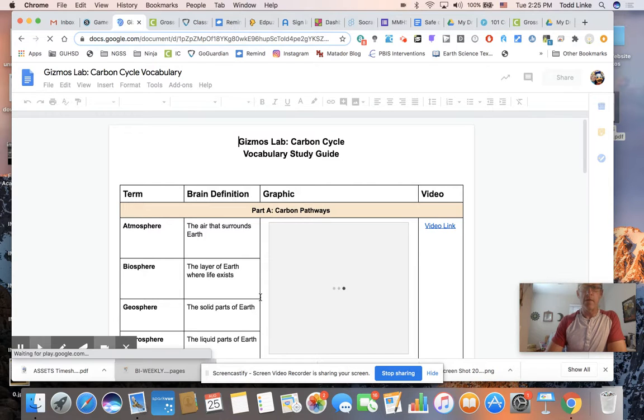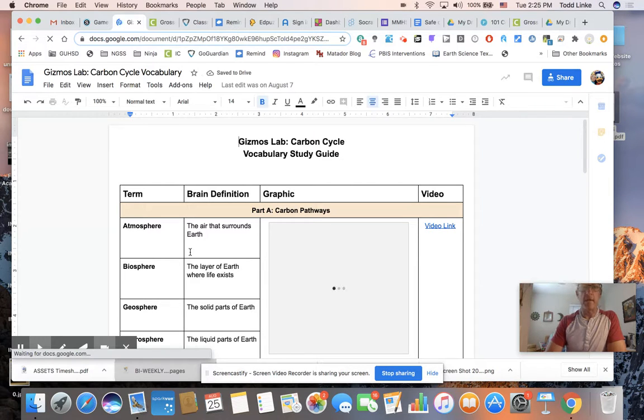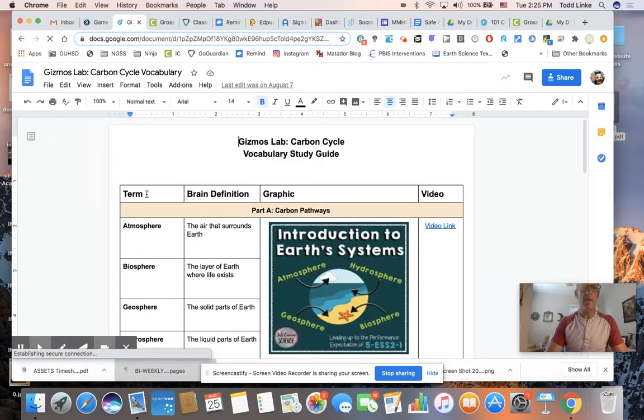And this is a vocabulary study guide that I put together for you. Some features in this study guide are the terms that you need to know, a brain definition, that's what I call a simple definition that comes from my brain. It's not just copied from the internet, from Wikipedia, copy and paste. I actually had to use my brain to look up the definition and then reword it into a way that made more sense to me and hopefully makes sense to you.